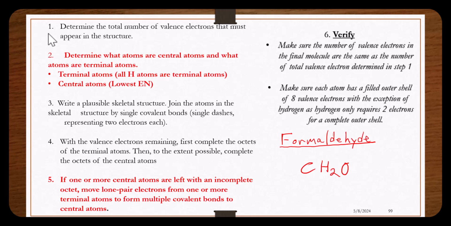I want to run through these steps with a molecule called formaldehyde, which has a formula of CH2O. Formaldehyde was used to go through the steps of Lewis dot structures, so I'll use the same molecule to streamline the difference between Lewis dot structures and Lewis structures.